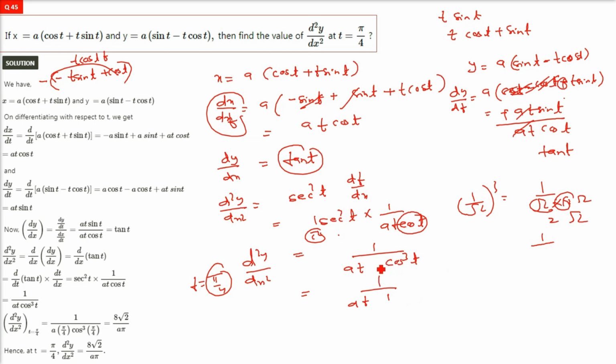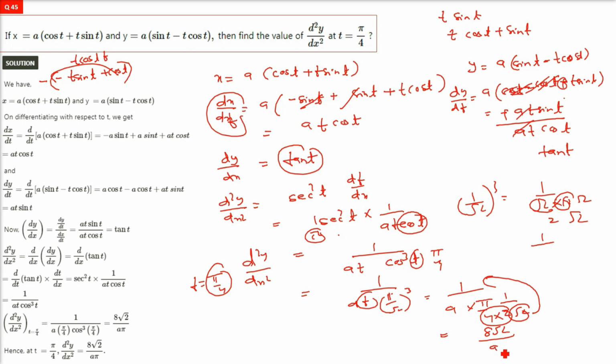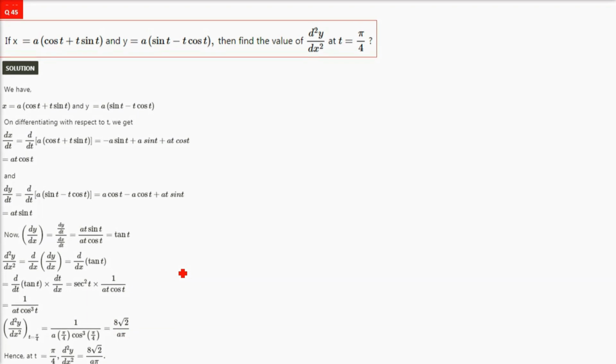But this following computation will give you 8 root 2 by a pi. How? Let us compute it. So I am putting now the values of t here as I just suggested, and all these values, that is t equals pi by 4, t equals pi by 3, t equals pi by 6. These are the values which are given in order to compute these kind of questions. So I am putting it as 1 by a, and then t is pi by 4, then we have 1 by 2 root 2. So we have 8 root 2 divided by 8 a pi, and this is your value of d2y by dx2 at t equals pi by 4.